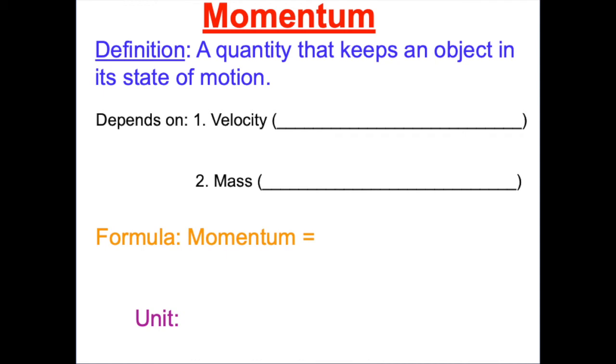Momentum is a quantity that keeps an object in a state of motion. Think of it as how difficult it is to change the motion of a moving object. It depends on two variables, the velocity and the mass. We'll come back to this part in a second.